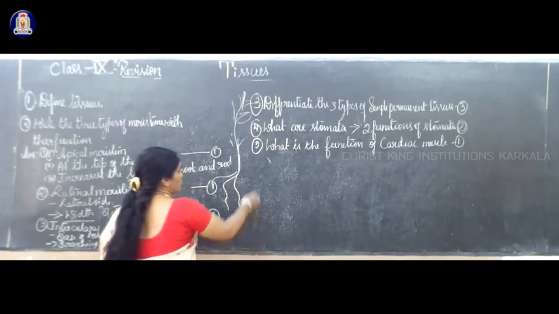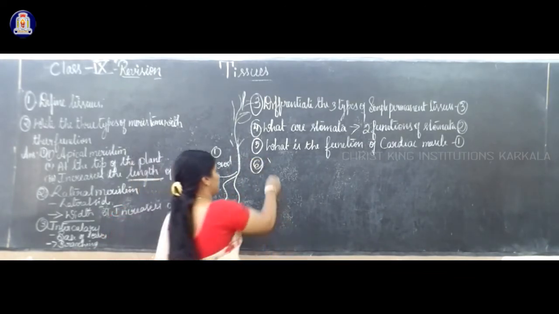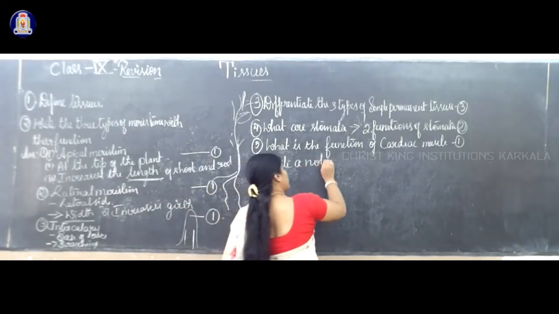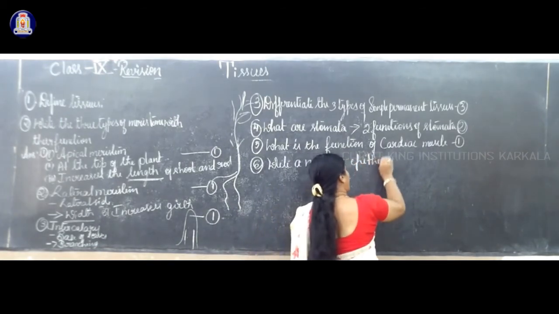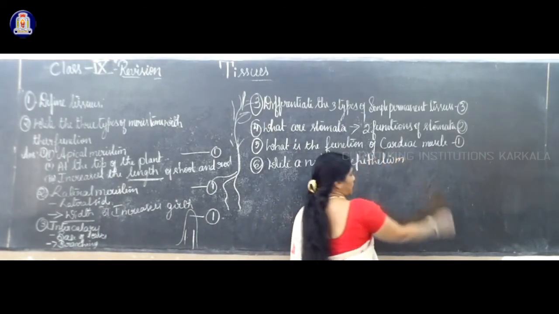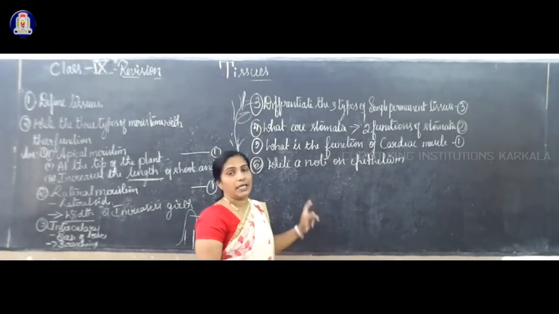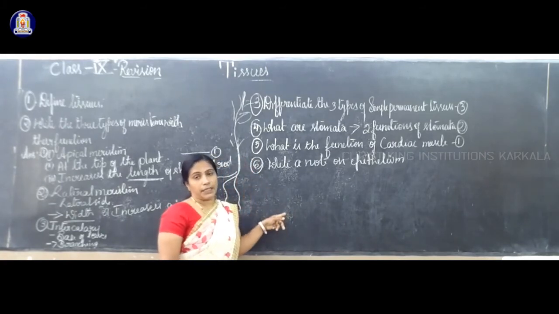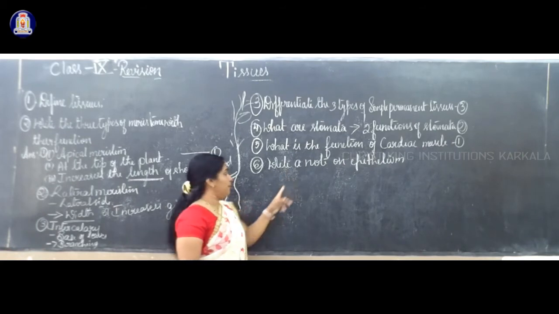Then the 6th question, write a note on epithelia. Write a note on epithelium. Whether you have to write about plants or animals, epithelium tissues. It is epithelium, that is related to animals. Smooth epithelium and columnar epithelium, cuboidal epithelium, rare question. So write a note on epithelia.